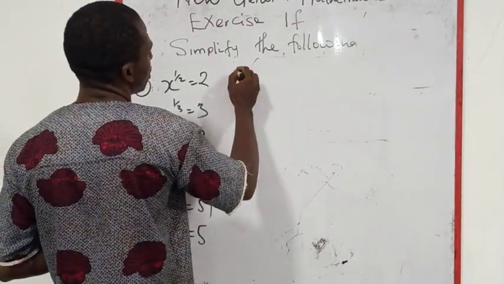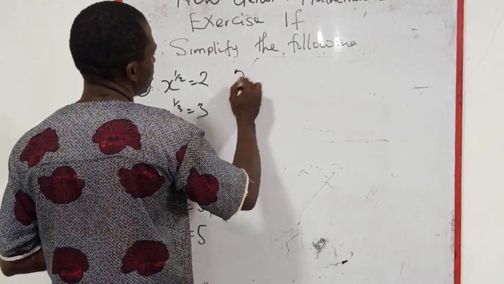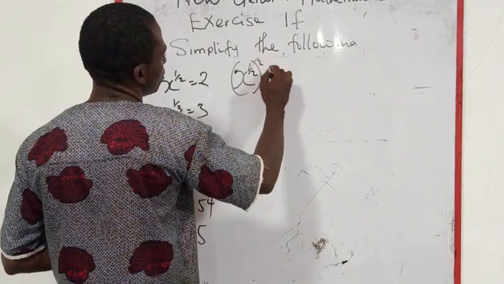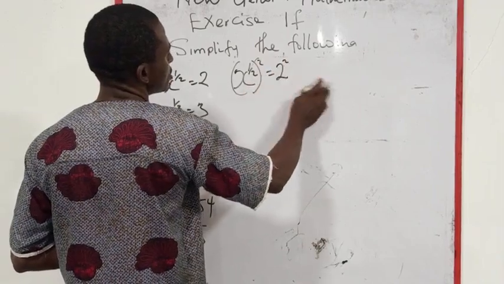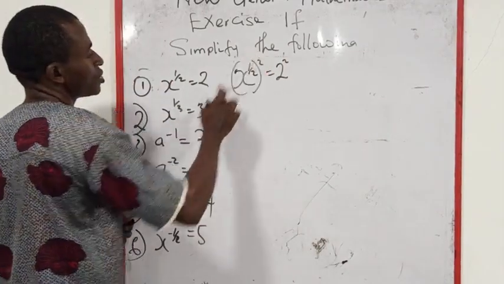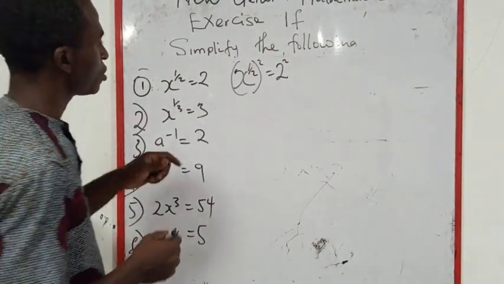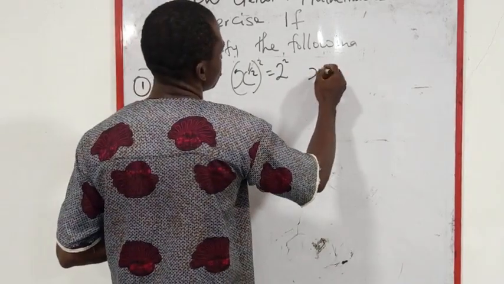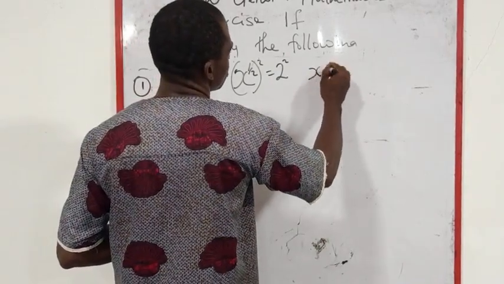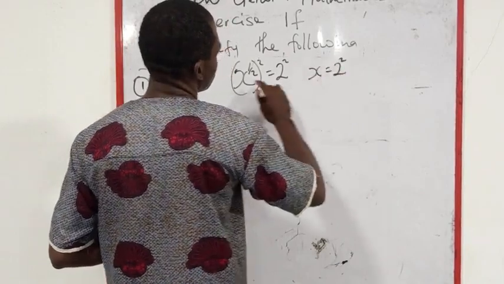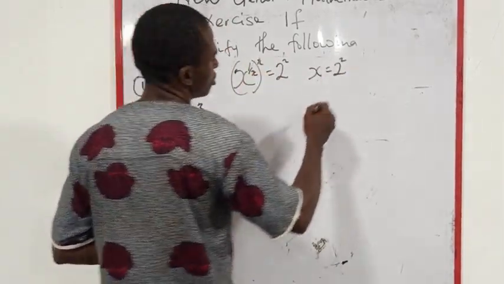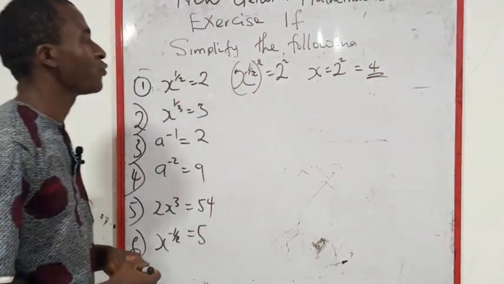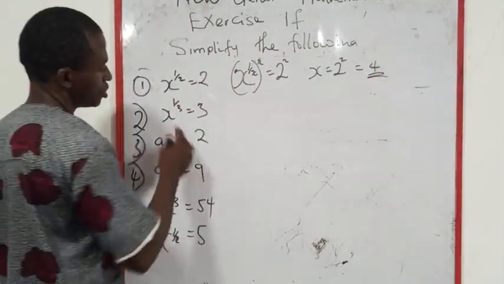So we now have x. Many people find it difficult to explain something like this. The inverse of this, as it stands now, that 2 will cancel out. So we now have x is equal to 2 raised to the power 2, because this one has cancelled out, which is equal to 4. So I'm getting x as 4, because 2 raised to the power 2 is 4. So the same thing we do.